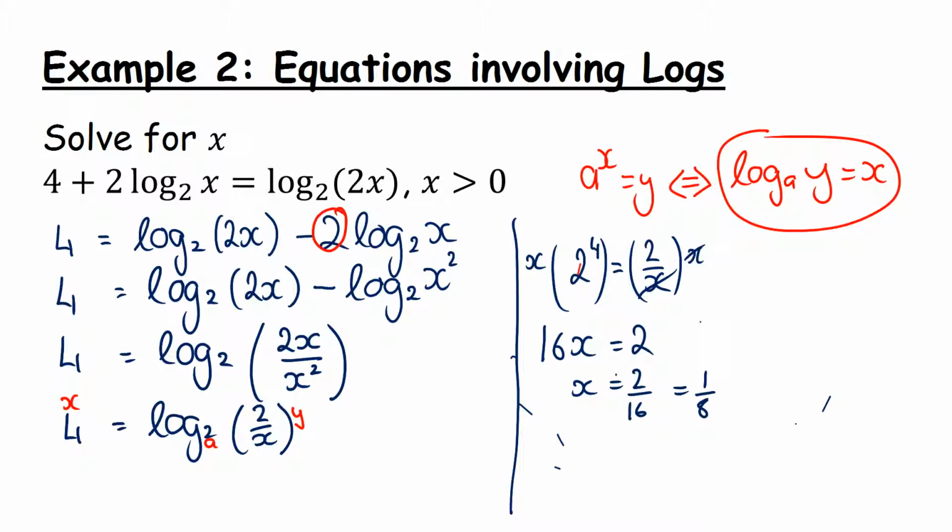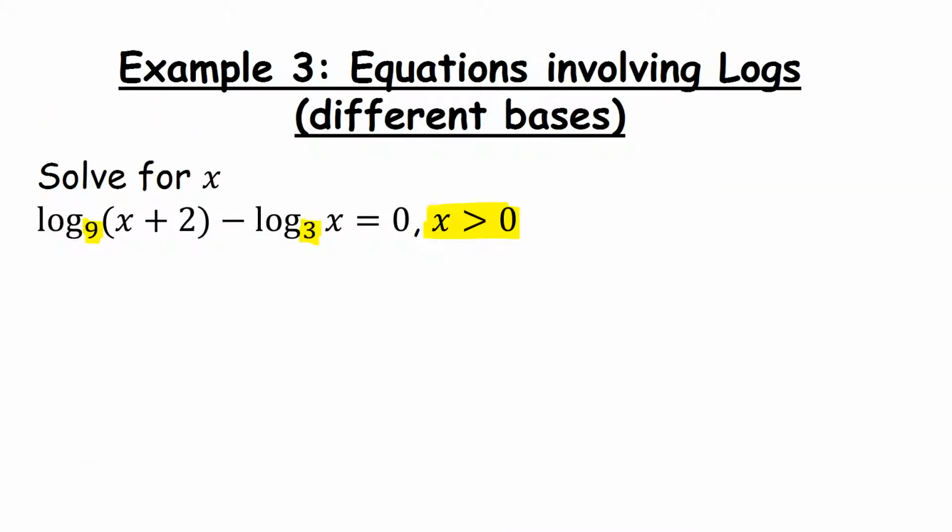So we want to use our rules of logs to simplify the logs as much as possible, because we can only use our rule to convert the logs to an indice when we have one log equal to a number. So we do need our rules here. So this shows you how you would apply the rules in a different question. Now let's take a look at example 3.